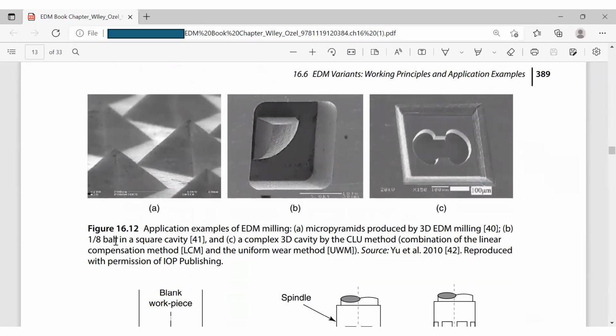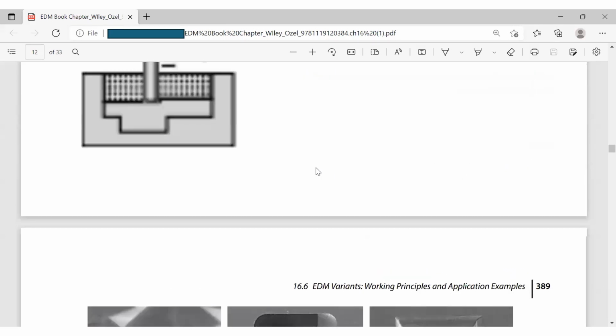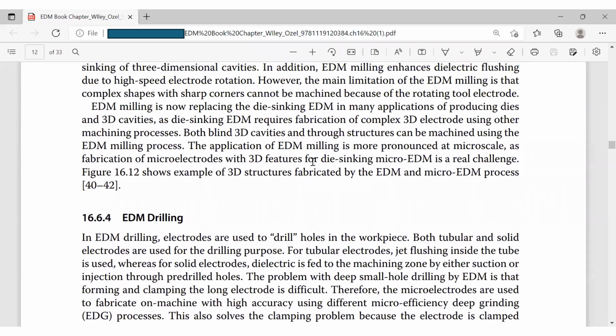B is a square cavity and a ball. And the professor didn't want to show us how to build this cavity, and how to machine this ball. So this one is a complex 3D cavity made by the CLU method, a combination of the linear compensation method and the uniform wear method. So here are the applications of EDM milling. Any questions with EDM milling?